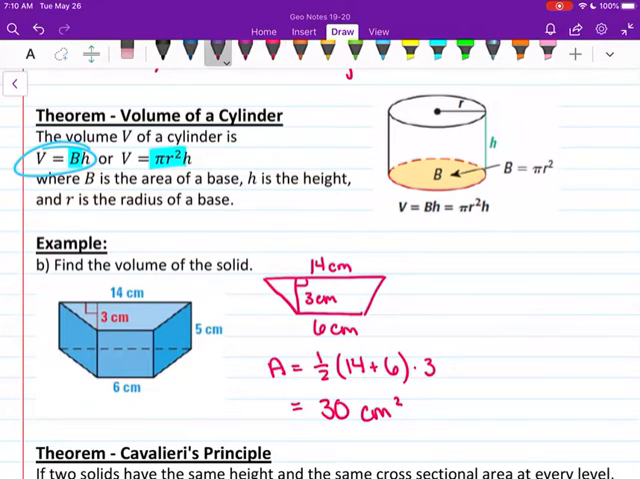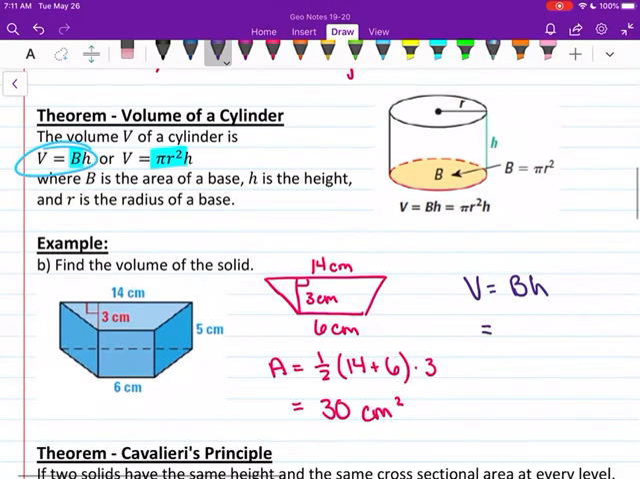So then when I want to find the volume, it is the area of that base times the height of my prism. So the area of the base we just found was 30, and the height of the prism was 5. So my volume is 150, and this is going to be centimeters cubed because I'm in 3 dimensions.